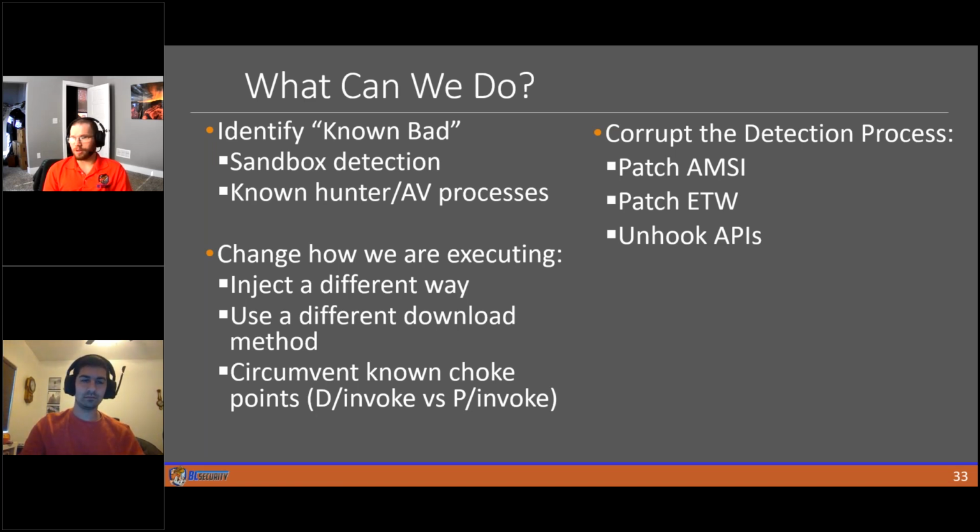And then we can circumvent known choke points. Like EDR hooking for P/Invoke: there's a translation table, and if you're using P/Invoke, you have to go through that translation table. It's a choke point, all of the API calls have to go through there, which is what the dynamic invoke that RastaMouse published addresses. I think Wover worked with him on that as well. It circumvents the translation table by making direct kernel calls. And then we can also corrupt the detection processes. We can patch AMSI, we can patch ETW, and we can do API unhooking.